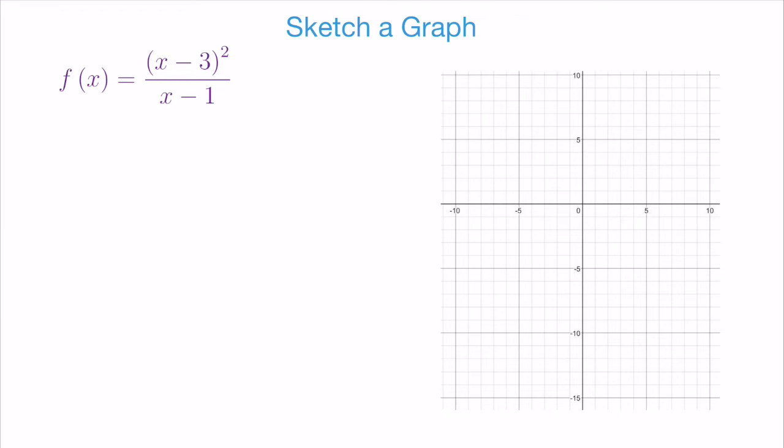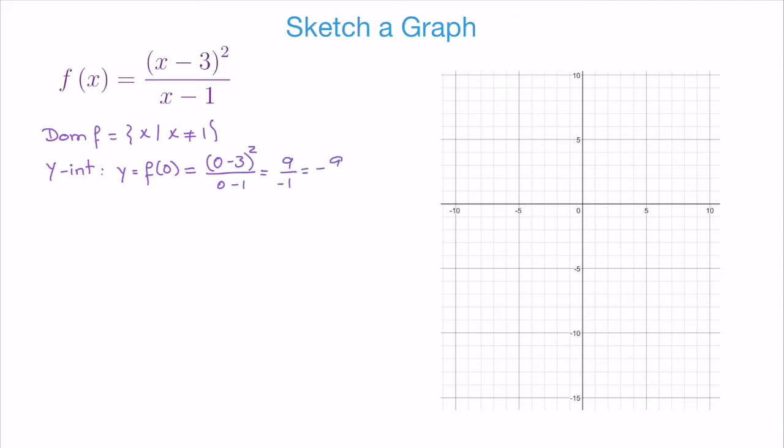First of all, let's find the domain, which is very easy. The domain of f is the set of all real numbers except what makes the denominator 0? 1. Okay. The y-intercept: find f of 0, which is (0 minus 3) squared over 0 minus 1, which is 9 over negative 1, which is negative 9. And we record it here, negative 9.